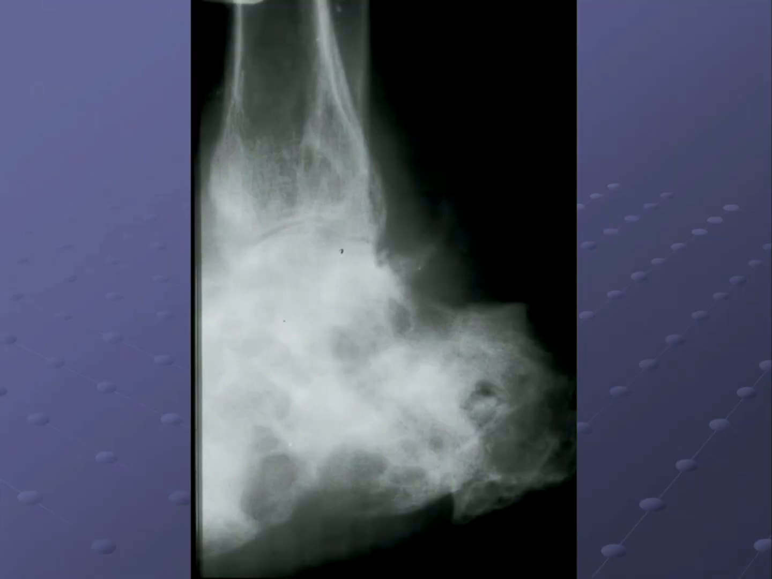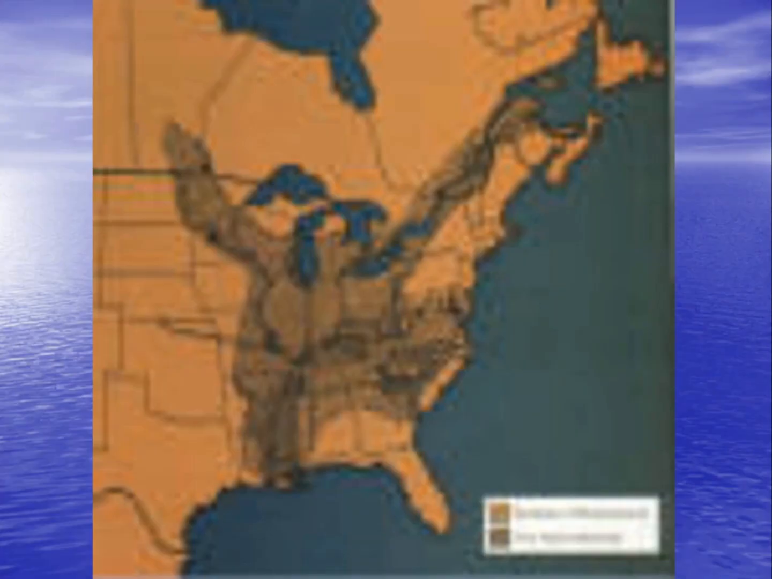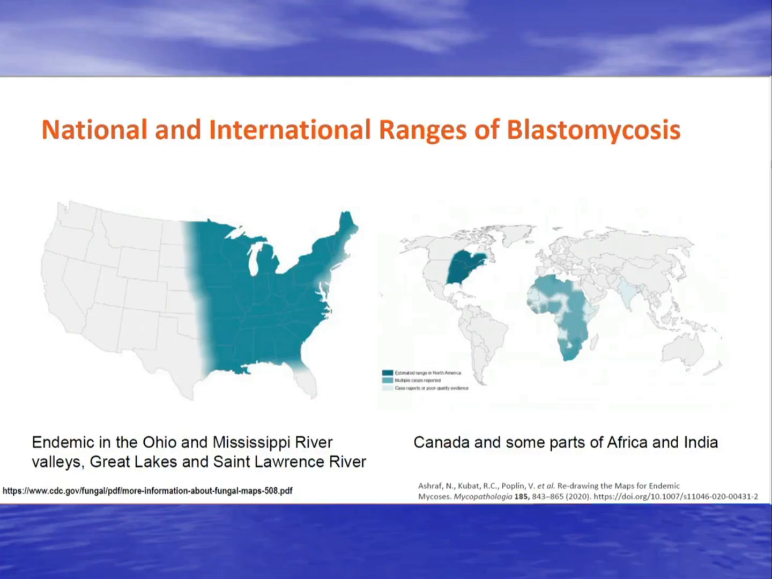By the way, blasto likes the bone, so you're more likely to get osteomyelitis from blasto than histo or cocci. Next. And then it's the same area as the Mississippi Ohio River Valley as histo, but it may go up even further north and east. Next. So these are the CDC slides of blasto, and notice it is in the place we mentioned all the way up into Canada. Notice Africa is the other continent with some blasto, but it's a different species. Next.